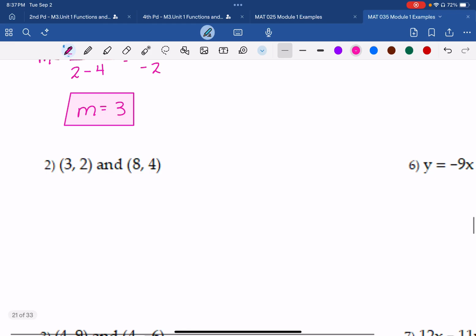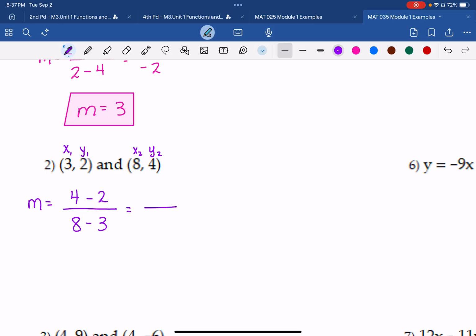So again, we can look at this one, and I'll label those again. We've got x1 and y1, x2 and y2. And to find the slope, we're just finding the difference in our y's. So 4 minus 2. And then the difference in our x's. So 8 minus 3. So for 4 minus 2, I get 2. And 8 minus 3, I get 5. And that can't be simplified. So the slope is 2/5.